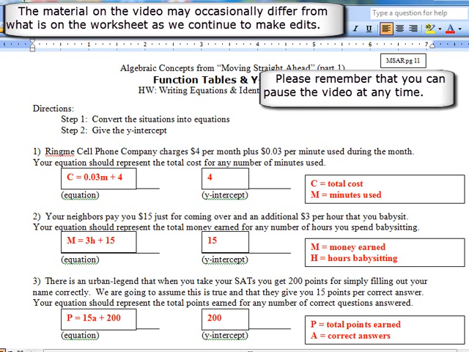This concludes the Moving Straight Ahead Rewrite math video tutorial for page 11.